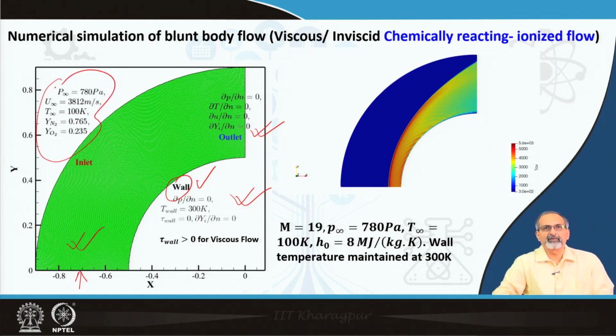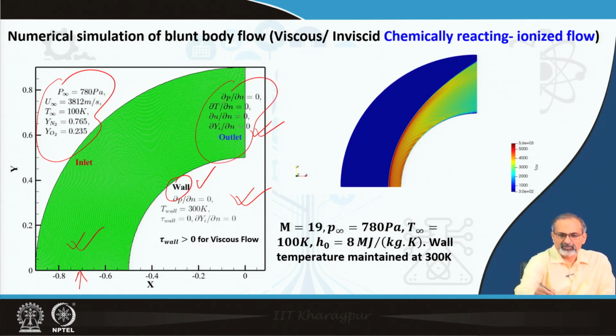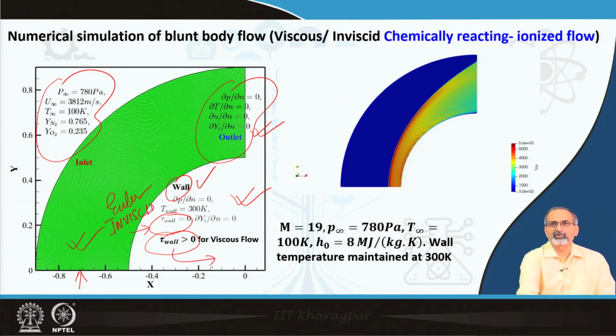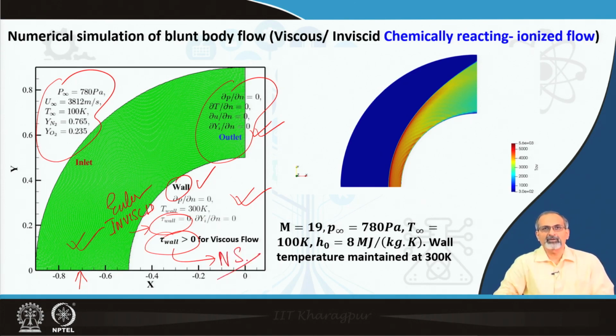the free stream pressure, velocity, temperature, the mass fractions of nitrogen and oxygen, and the gradients of the different terms going to 0 at the outlet. At the wall, depending on whether it is an inviscid simulation or viscous, the major difference will come in the shear stress at the wall. When it is equal to 0, it stands for an inviscid simulation, which means you are solving Euler. When it is greater than 0 and actually comes out as part of the solution itself, it is the Navier-Stokes solution that you are talking about.